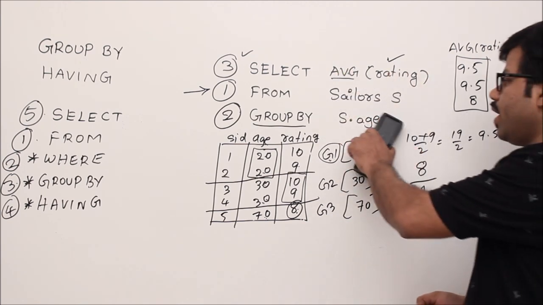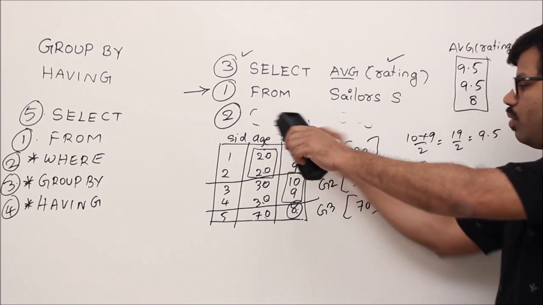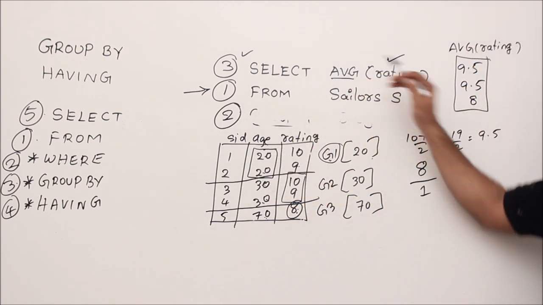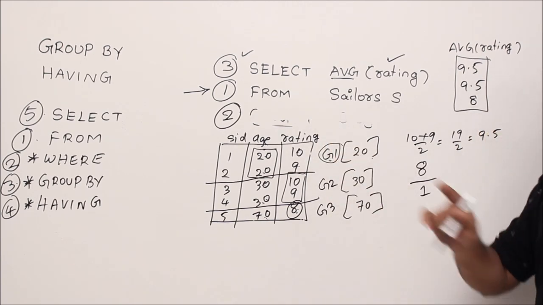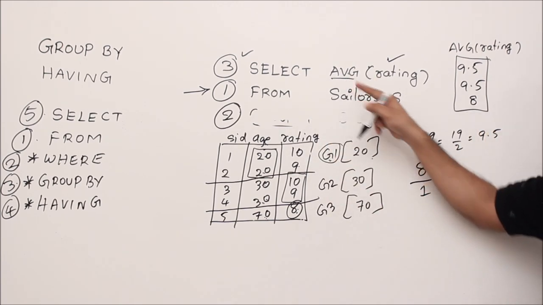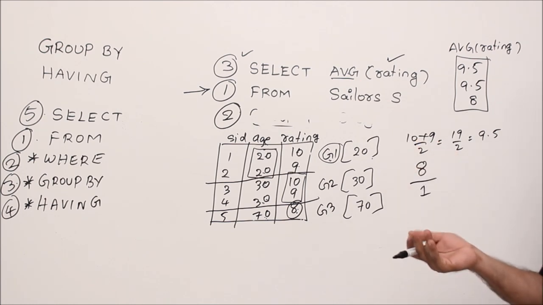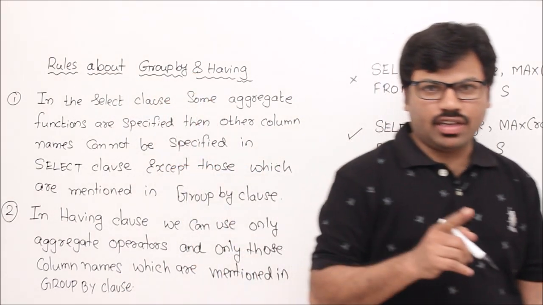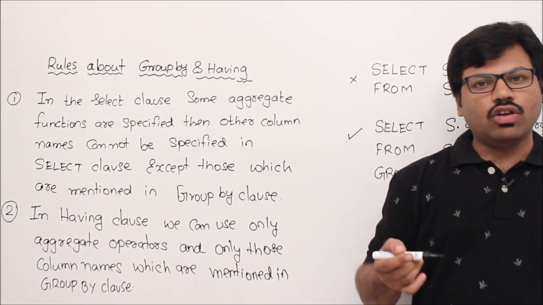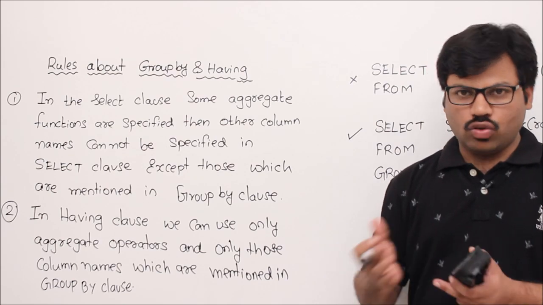If there is no group by, then the total table will be taken as one group. For the total table, the average will be computed. But when there is a group by, then for every group individually, this average or any aggregate operator will be performed. Okay. Before going into more details about group by and having, there are some blind rules we should follow. I will tell you the logic behind those rules also.